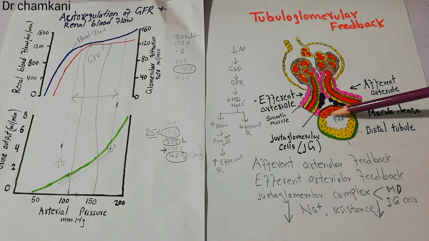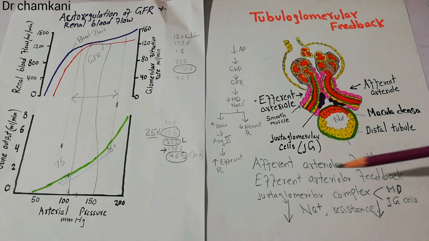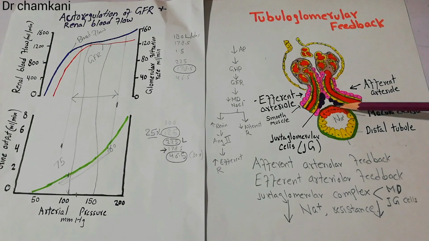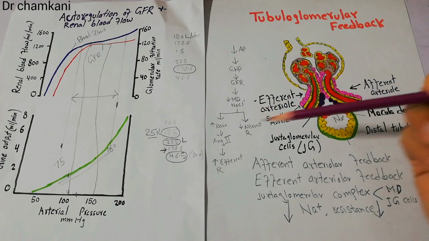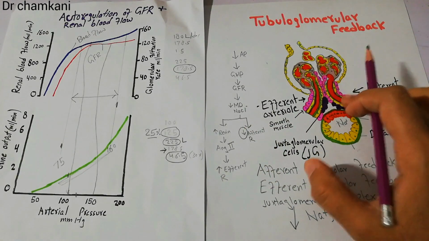Now this decreased level of sodium chloride at the macula densa in the distal tubule leads to two pathways: the afferent arteriolar feedback pathway and the efferent arteriolar feedback pathway. And these feedback pathways are executed with the juxtaglomerular complex. The juxtaglomerular complex consists of the macula densa cells and juxtaglomerular cells in the afferent arteriole and efferent arteriole. Now, when the sodium level has dropped in the macula densa cells, these cells send some signals to the afferent arteriole, and it basically tries to decrease the resistance at the afferent arteriole. The resistance in the afferent arteriole decreases.